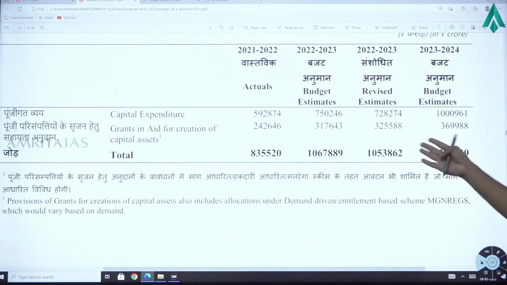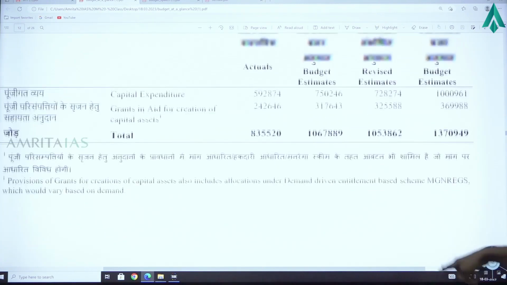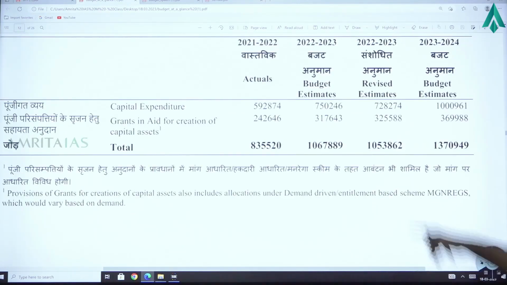Capital expenditure, grants in aid for capital expenditure. Okay. Sometimes, how much did they estimate? 7 lakh 50,000. How much did they spend? 7 lakh 28. What is the deficit? 22,000 crore. Your Chidambaram is so particular about this 22,000 crore. She has announced 7 lakh 50,000 crore, but what is her spending?